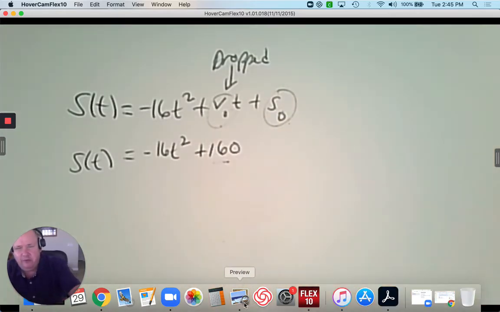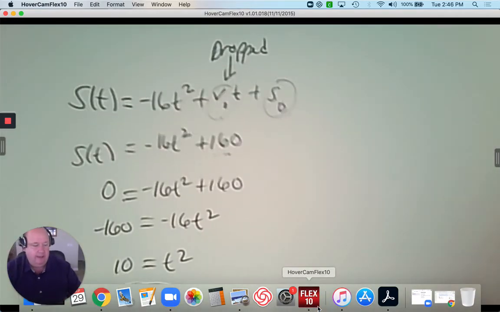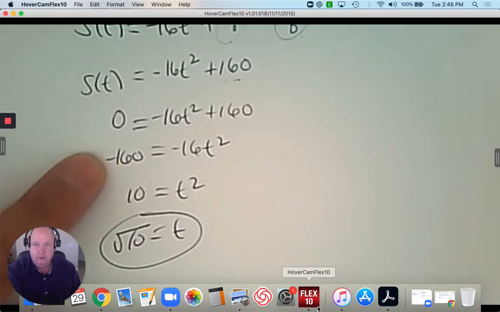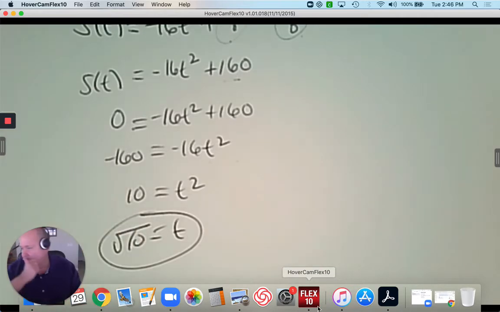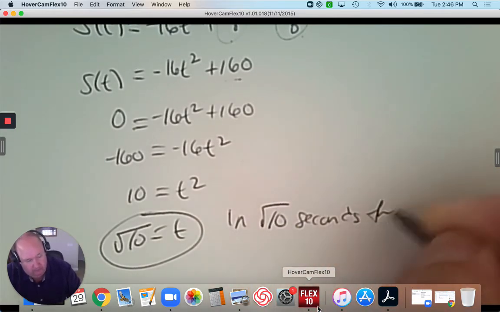And then what does it ask for you to do? When will it hit the water, right? So make it equal to 0, and then solve it. So we're going to subtract 160. We're going to divide. And then when we take the square root, we're only going to have the positive answer. So again, when it hits the water, the position is 0. So subtract 160 and divide. So it's the square root of 10, and there's your answer, and it's in seconds. So in root 10 seconds, the ball will hit the water.